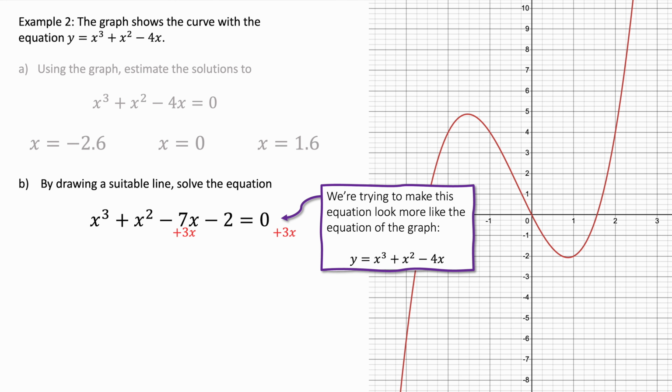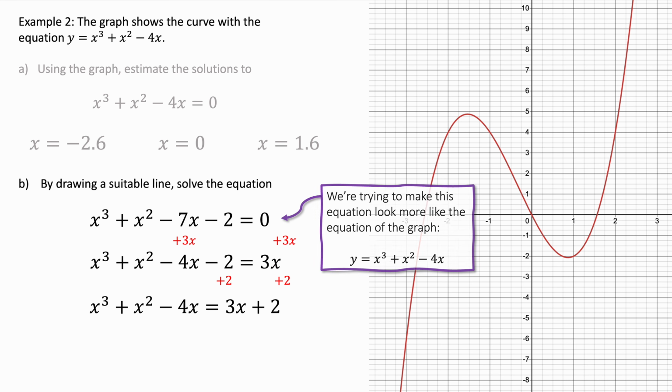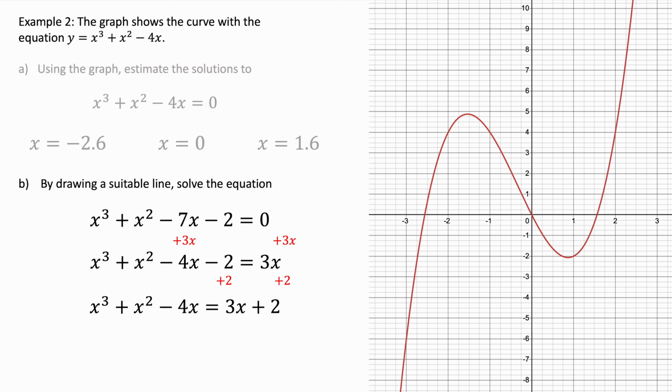So what we'll do is we'll start by adding 3x to both sides to make it minus 4x. And we'll get this. We've added 3x to both sides. Now we'll get rid of that minus 2. We'll add 2 to both sides, like this. And so I've now got the curve in the form x cubed plus x squared minus 4x, and that's equal to 3x plus 2.